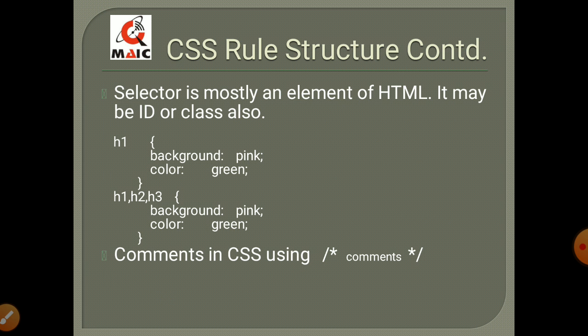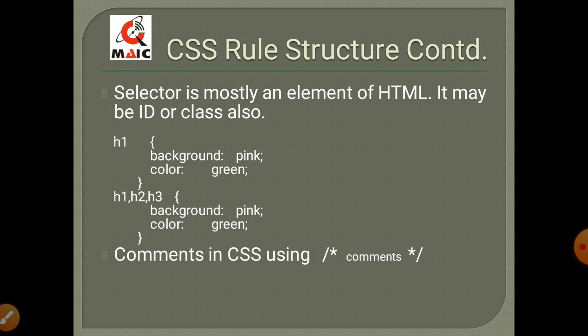For example, if we consider the H1 header, and if I want to change the background color of the H1 header to pink and the color of the H1 heading as green, that means the color of the font, I can do it by writing the CSS for it: H1 curly brace background colon pink. Here background refers to the property and pink refers to the value. In a similar way, color refers to the property and green refers to the value.